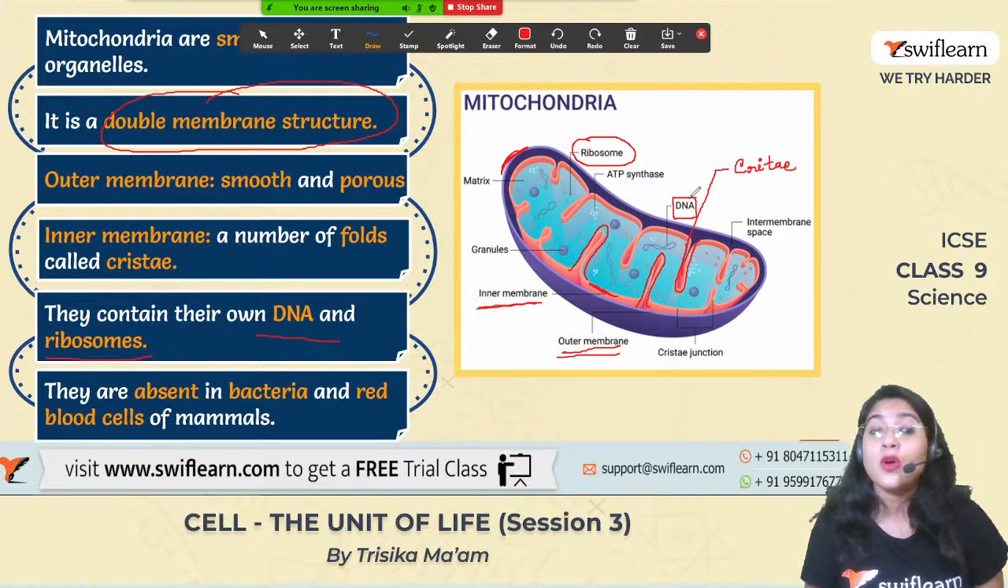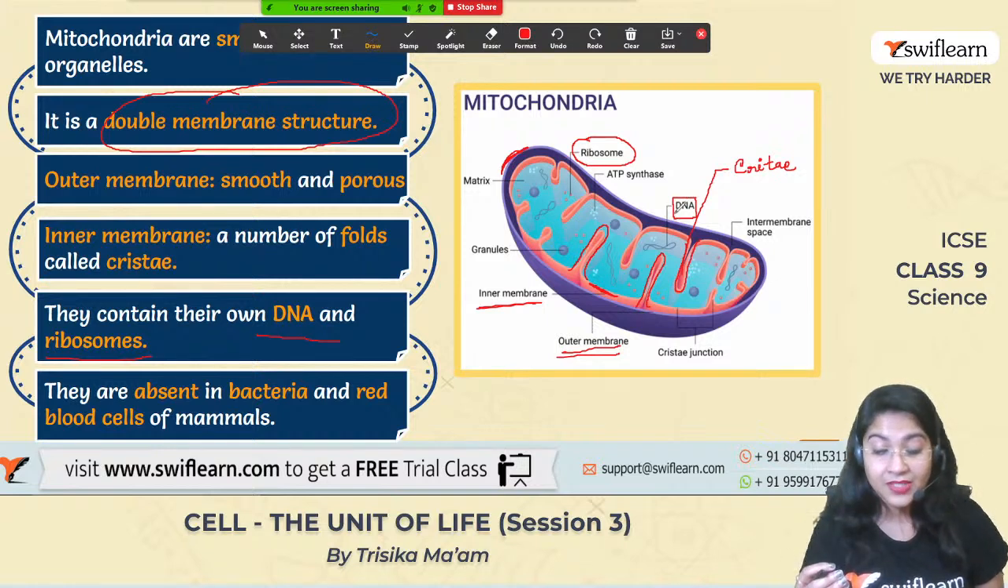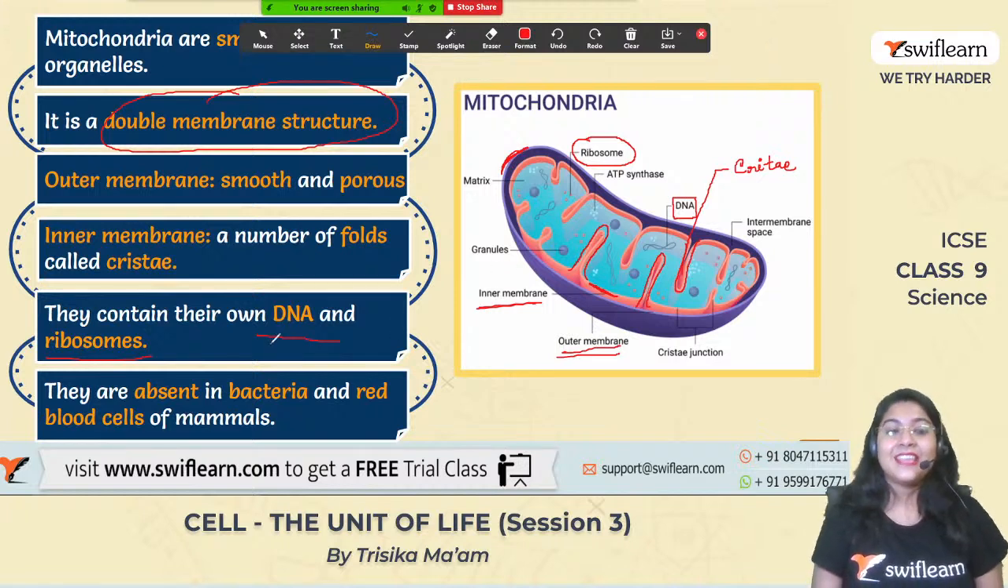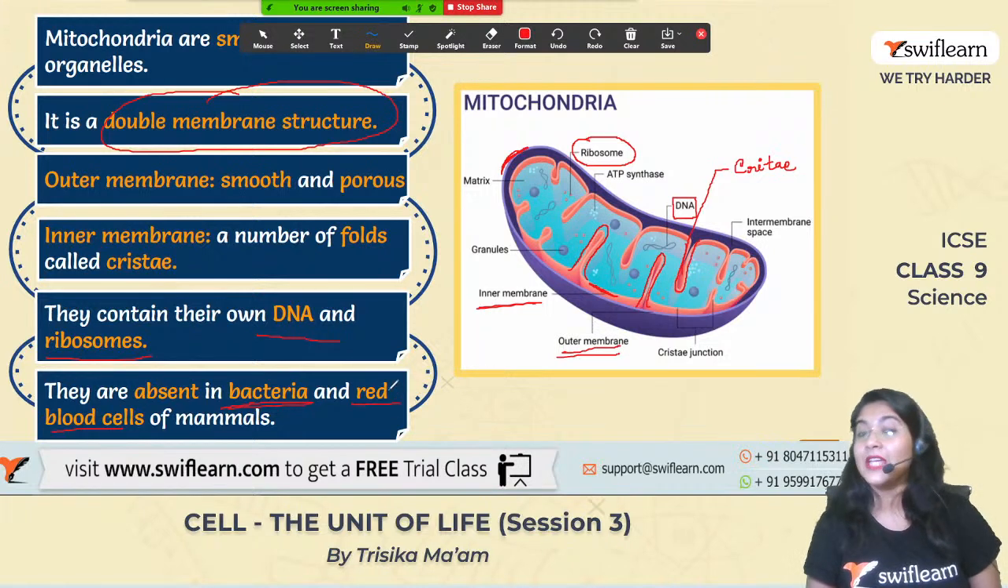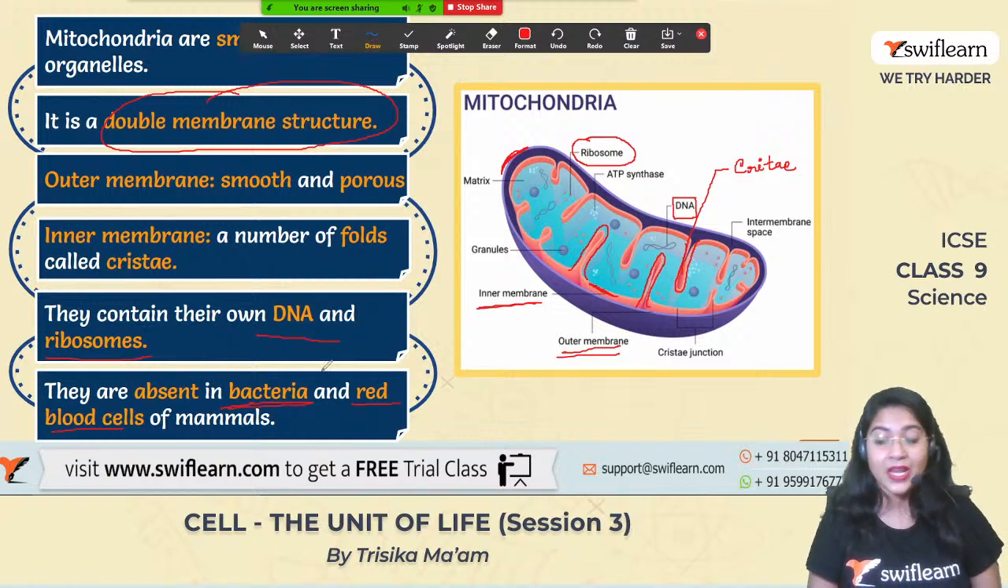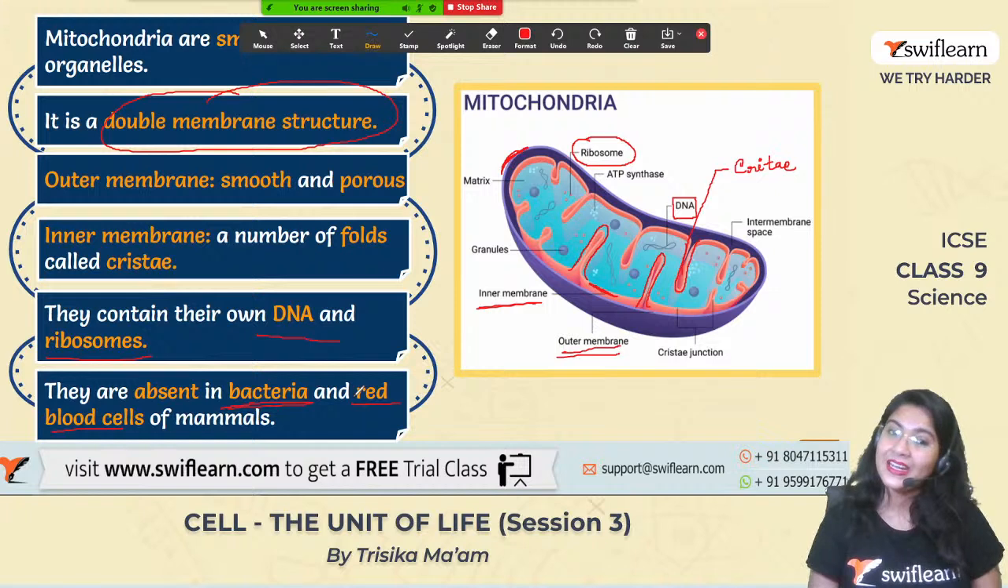But this mitochondria is not present in some types of cells. In which types of cells? Hi Ashika. Yes, so the mitochondria is not present mainly in the bacterial cell and also in the RBC. Where is the RBC present? In our blood, right? So the red blood cells do not have mitochondria, as well as the bacteria do not have mitochondria. Clear up to this much?